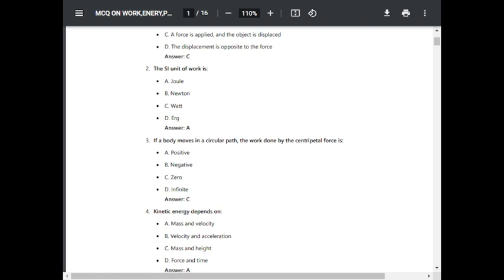Question number 4. The kinetic energy depends upon option A mass and velocity, option B velocity and acceleration, option C mass and height, option D force and time. The correct answer is A, mass and velocity, because kinetic energy is equal to 1 by 2 mv square. It depends upon mass and velocity. So option A is correct.